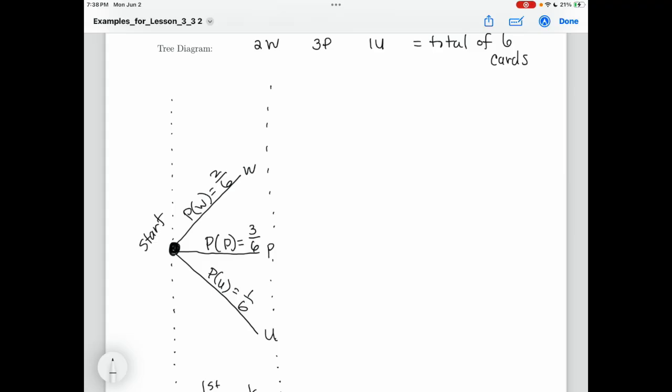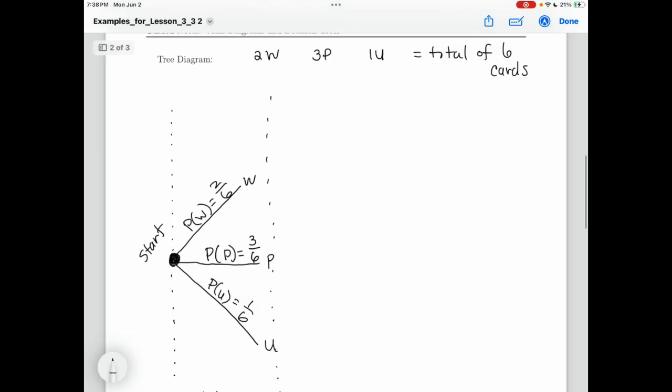Now, these probabilities need to add up to 1, so let's double check because all of these branches are coming out of the same node. So we have 2 over 6 plus 3 over 6 plus 1 over 6. If I add the numerators together, 2 and 3 is 5, plus 1 is 6. That gives me 6 over 6, which is 1. So far we're in good shape.